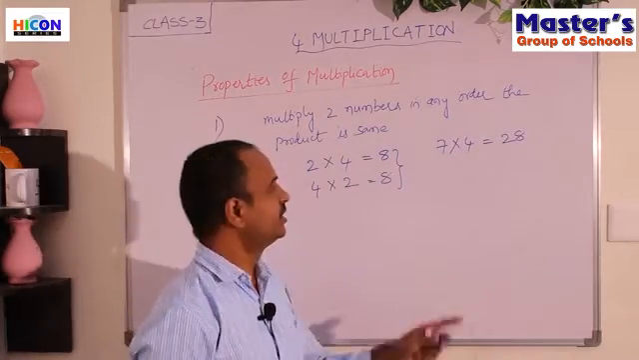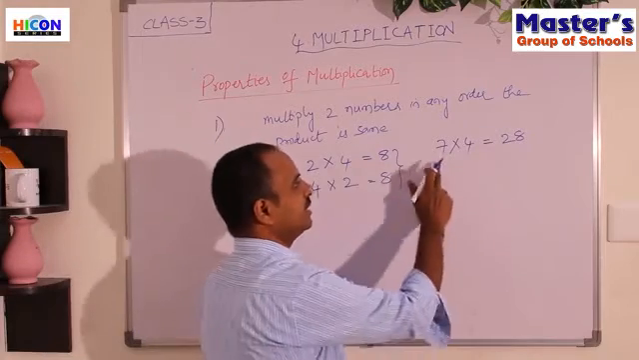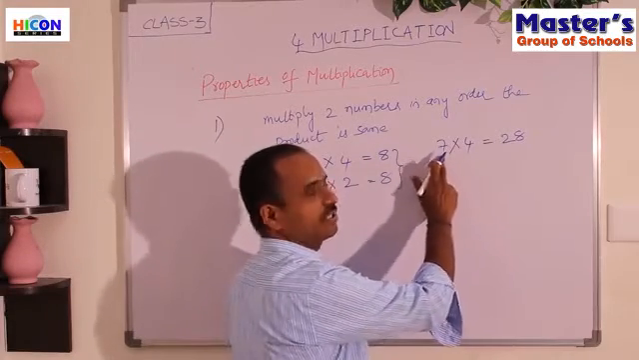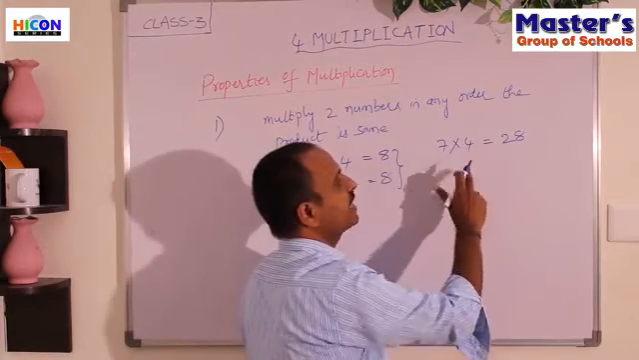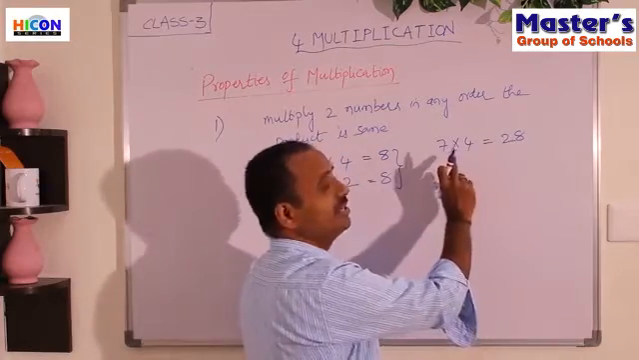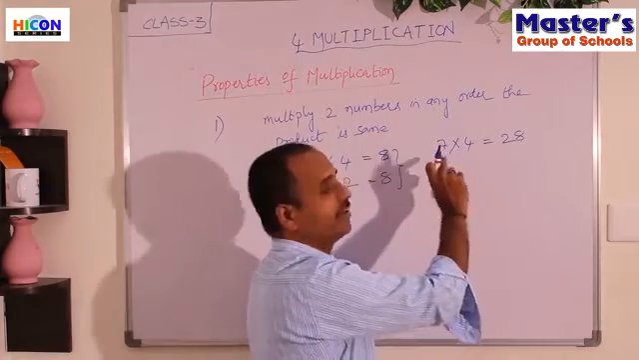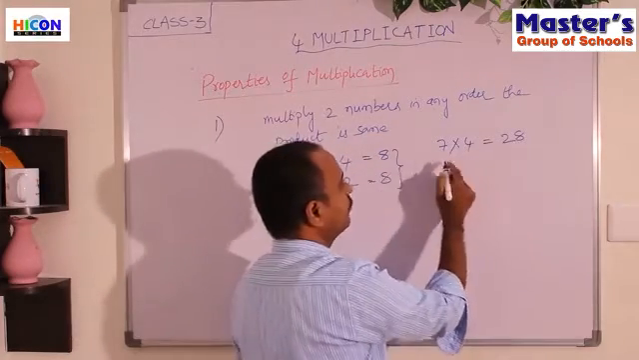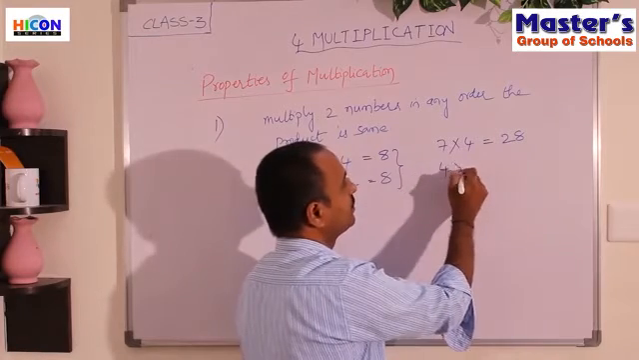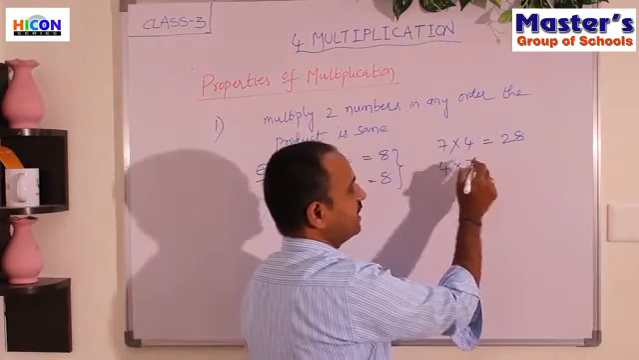Now I will change the order of their multiplication. Order means change their places. Here 7 is taken as the first number and 4 is taken as the second number. Now I will change their places, I will change their order. That is, 4 is taken as the first number and 7 is taken as the second number.